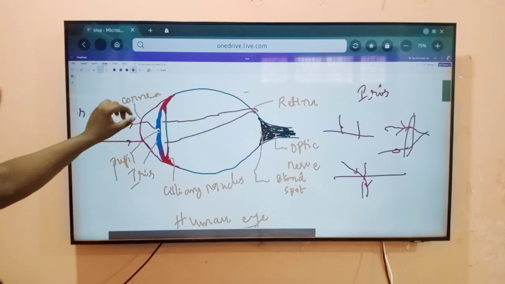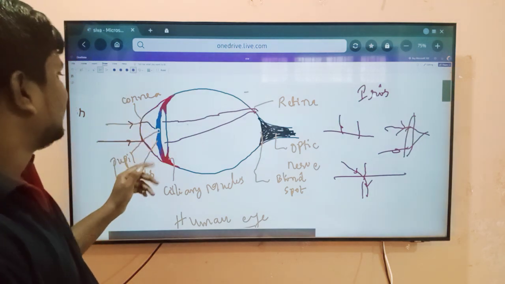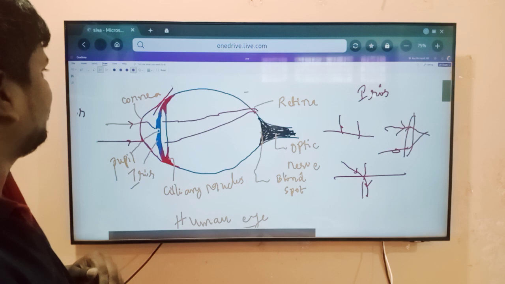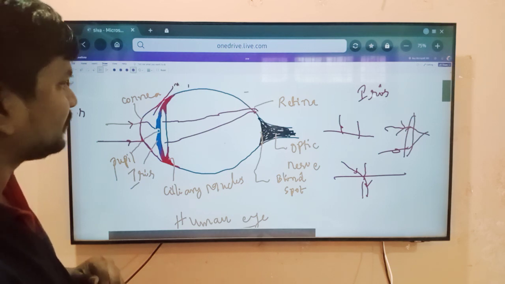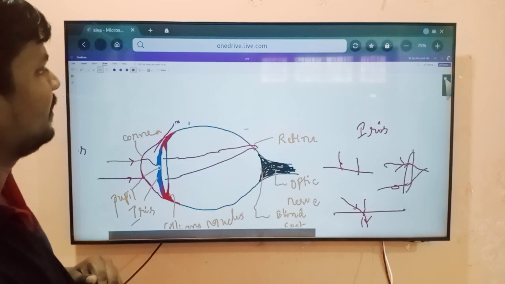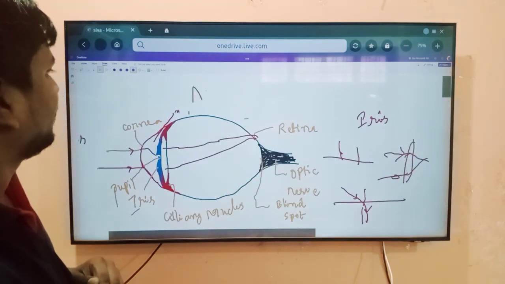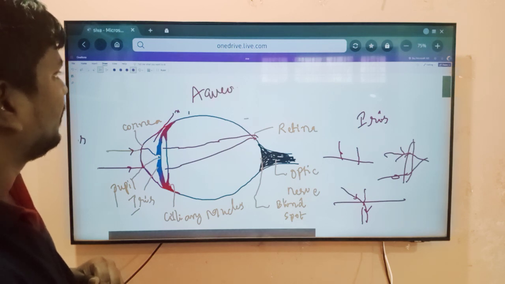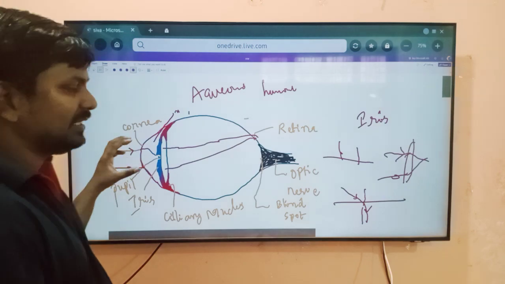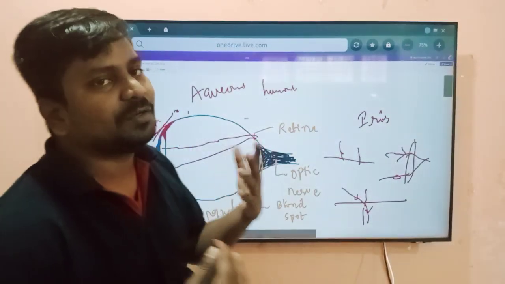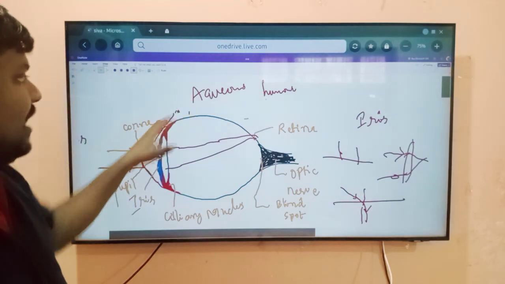Actually, there is one more liquid between the cornea and the lens. That is the aqueous humor. It's a jelly-type, transparent liquid. It allows the light to pass through it. It will be here. That is the aqueous humor.